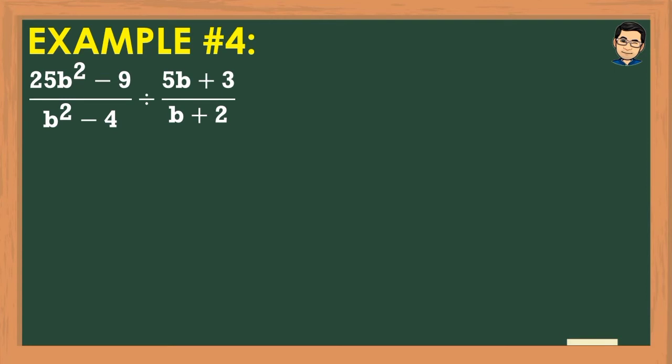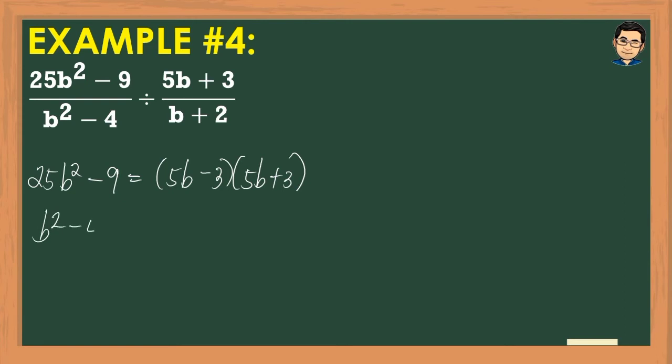So, 25b squared minus 9. We use difference of two squares. So, 5b minus 3 tsaka 5b plus 3. And then, b squared minus 4, factoring difference of two squares pa rin. So, b minus 2, b plus 2. So, rewrite natin.